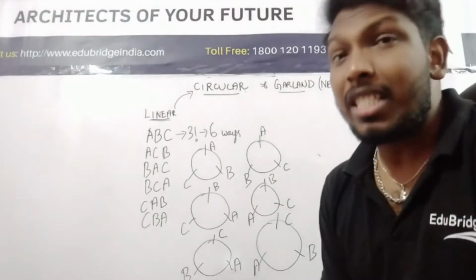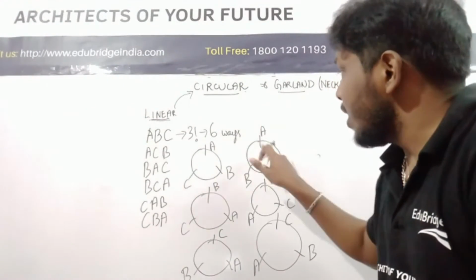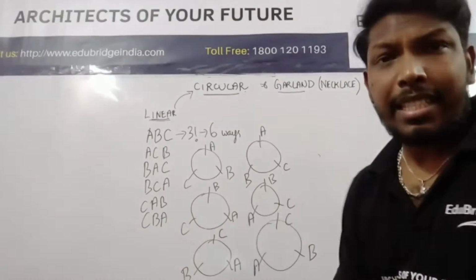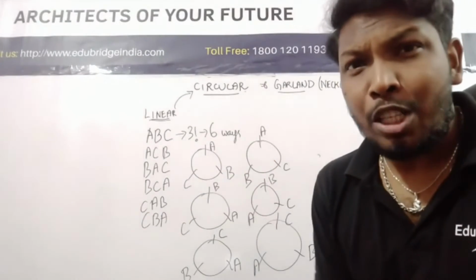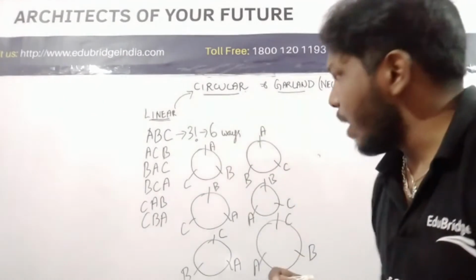So how many different circular arrangements are possible? I know that you are saying 1, 2, 3, 4, 5, 6, isn't it? But that's wrong. Why? I'll give you a little clarity about this.